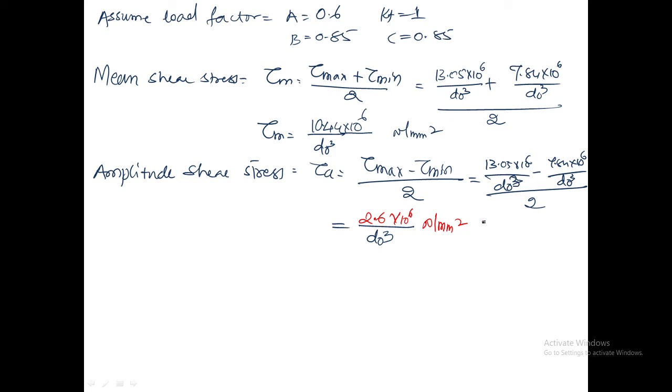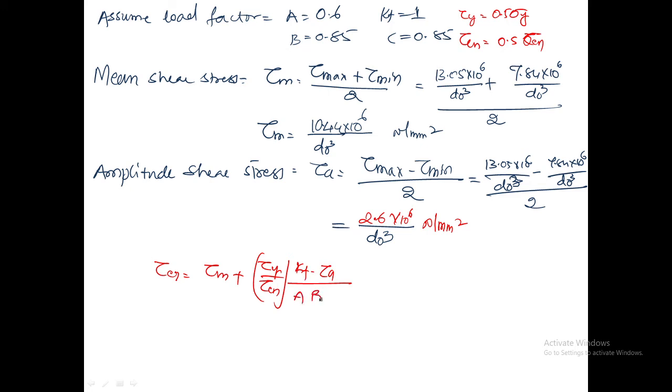So, now the value of tau y and tau en you must consider here. Okay. So, let us assume tau y equal to 0.5 times sigma y, and tau en equal to 0.5 times sigma en. Now, let us substitute. So, tau equivalent equal to tau m plus tau y divided by tau en, Kf into tau a b c.